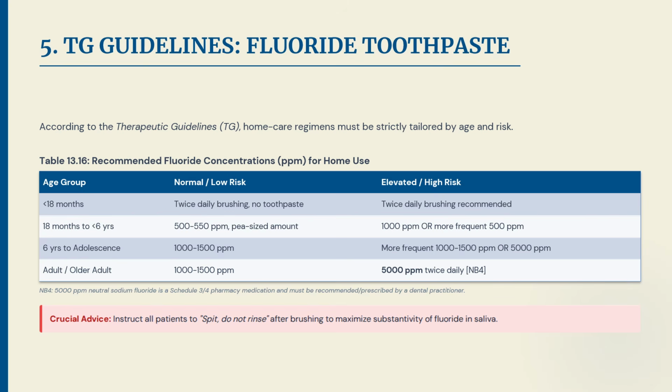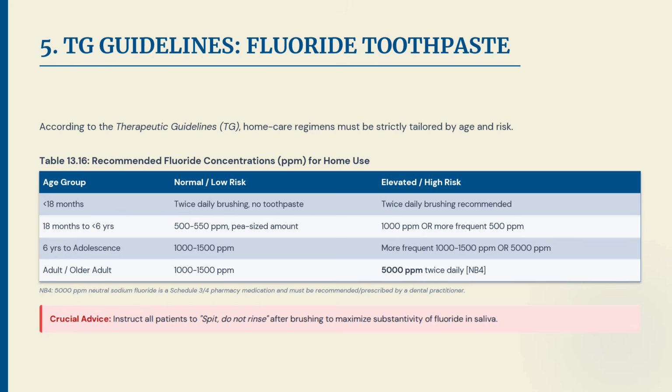It's all about memorizing. So less than 18 months, low risk, you're giving twice daily toothbrushing with no toothpaste. And elevated or high risk, if you think the patient could be at high risk, then twice daily brushing recommended. Now, this is something which is not clear in Therapeutic Guidelines. They said twice daily toothbrushing. It would have been nice if they put at least some form of information like with toothpaste, without toothpaste. If it is with toothpaste, is it the child toothpaste? So I would assume it would be about the child toothpaste, right?